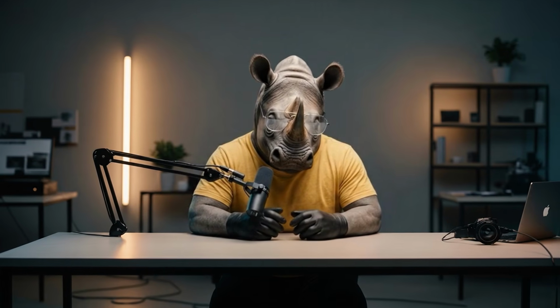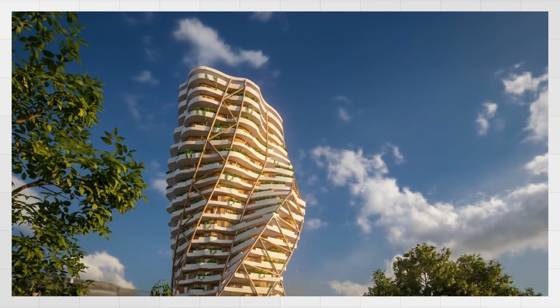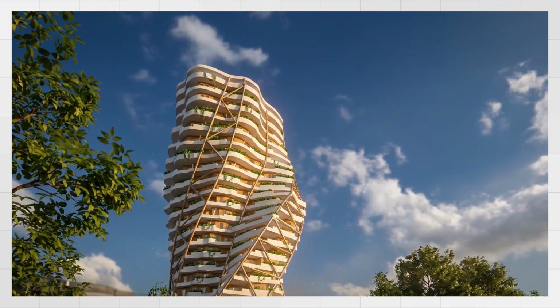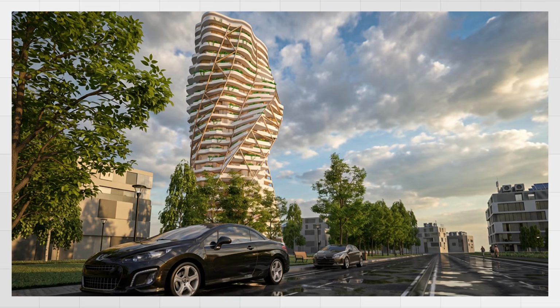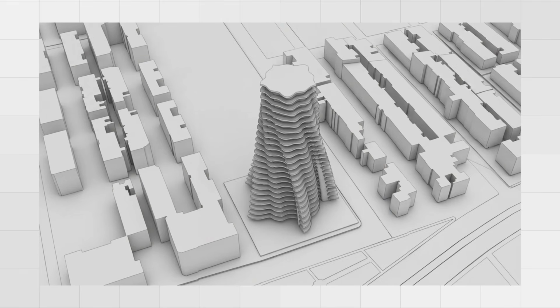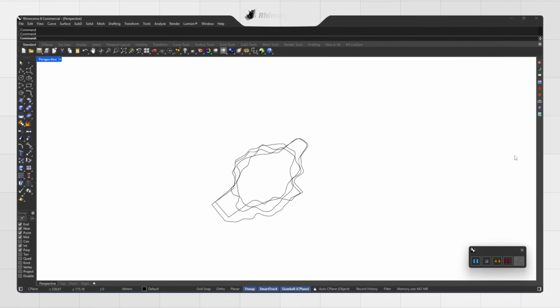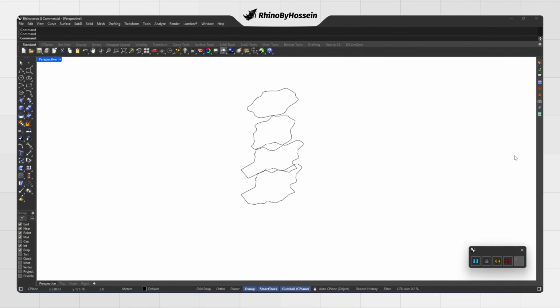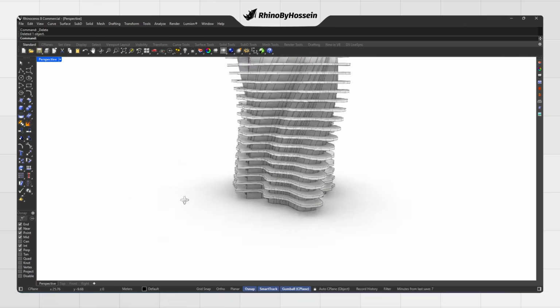I designed this project years ago, one of the first things I ever created in Rhino. Today, after all this time, I want to come back to it and take another look. Where did this form actually come from? How did it evolve into its final shape? And if we were to rebuild it from scratch today, what process would we follow?